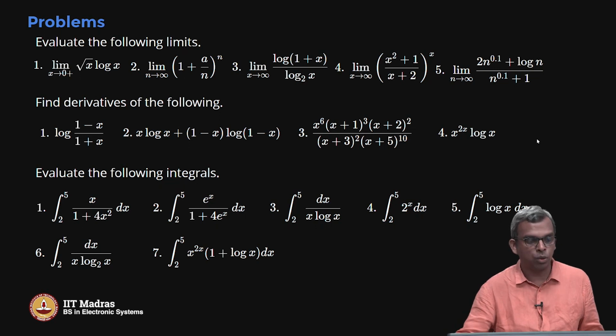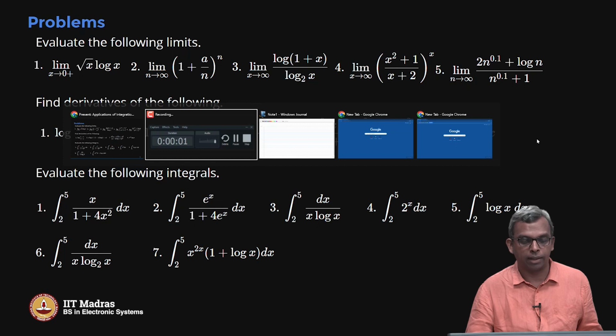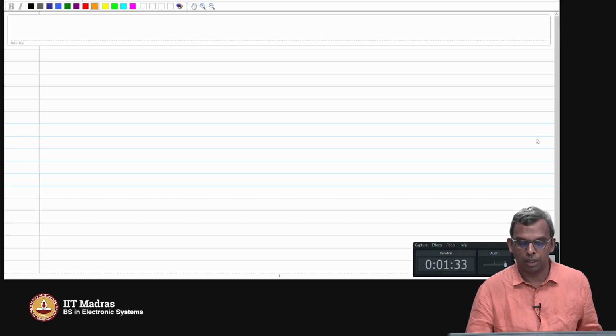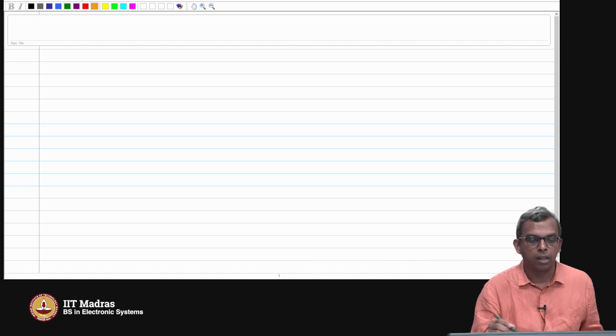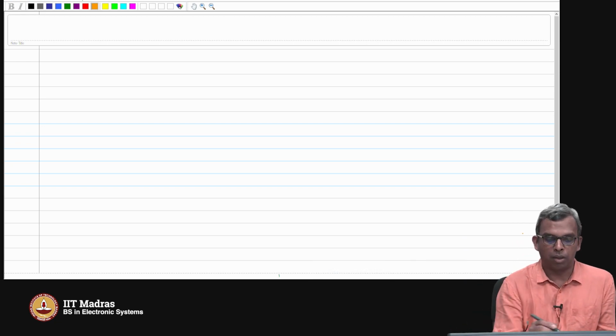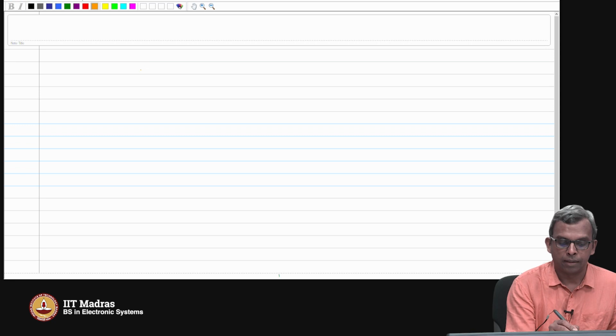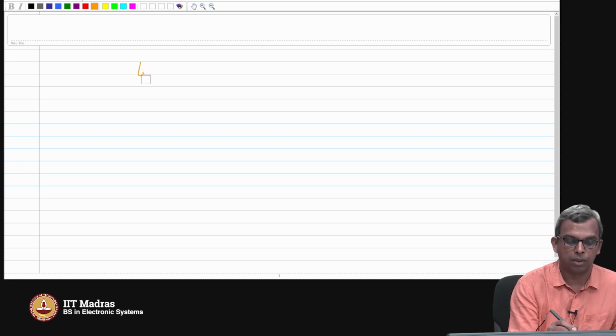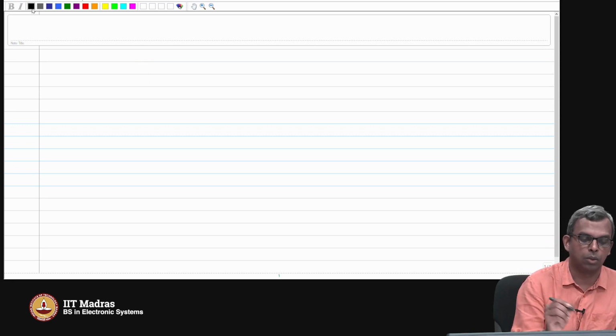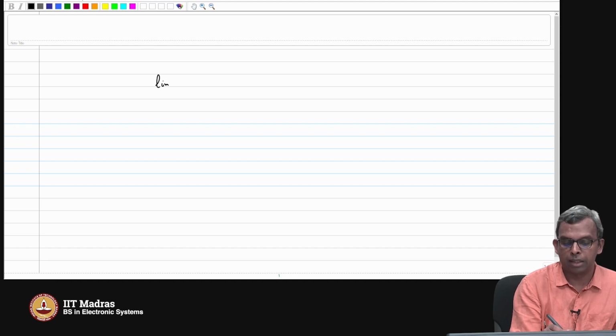So it's asking you to do the limit as x tends to 0 plus of root x log x. Okay, so the problem we are trying to do here is the limit as x tends to 0 plus of root x log x.